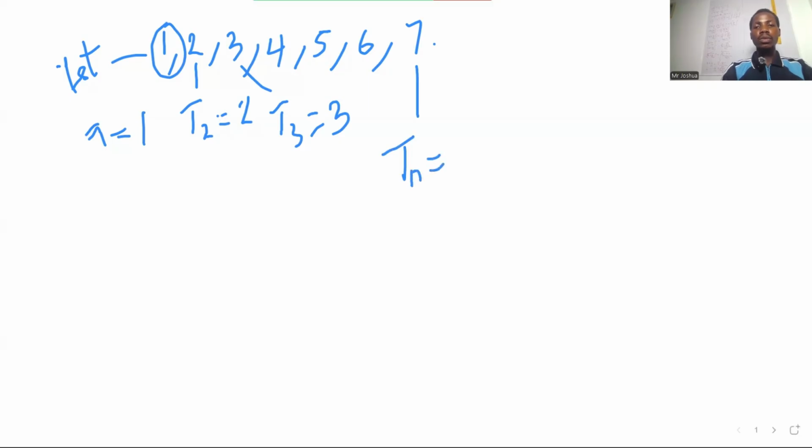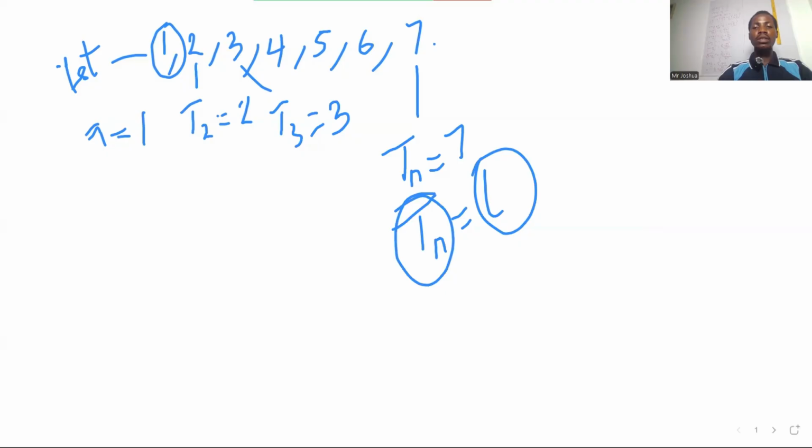Tn, which is going to be what? 7. Now another letter you can use to represent Tn for some questions that may be very tricky is the same thing as what? Our small letter L. So sometimes your last term is given as this and it can be given as this. Anyhow it is, you should know that this is equal to this.